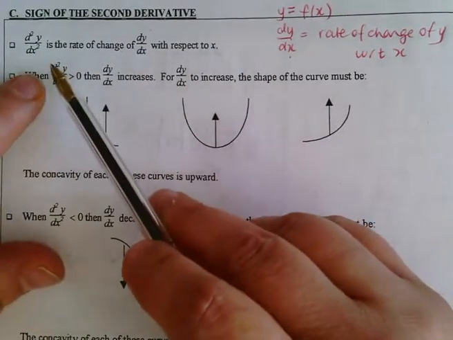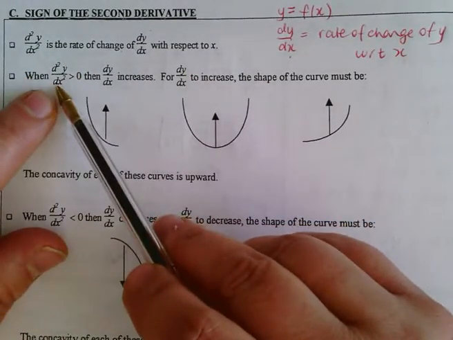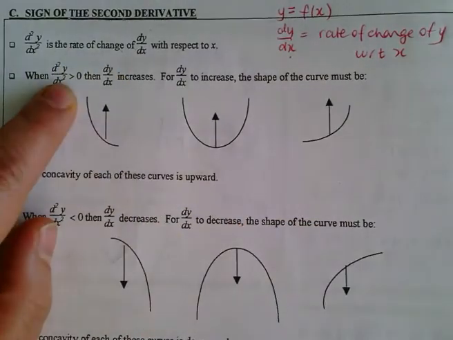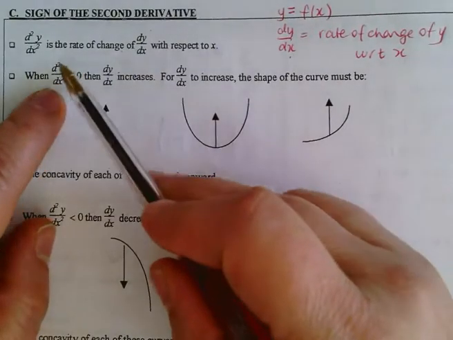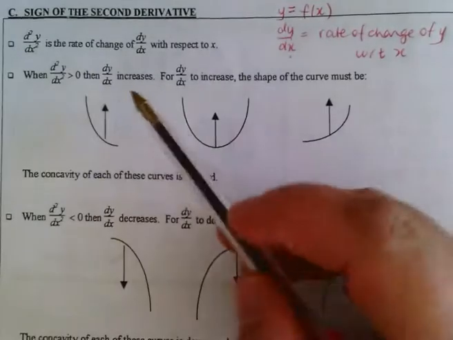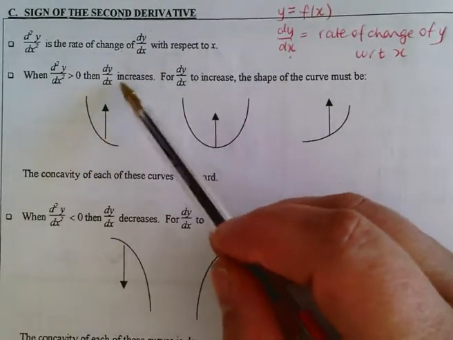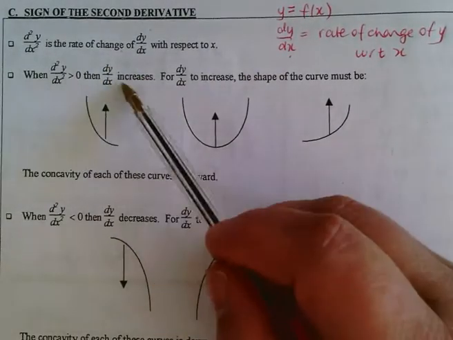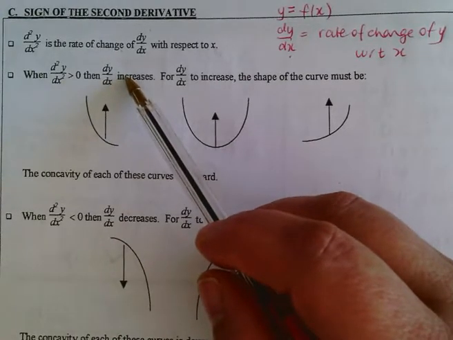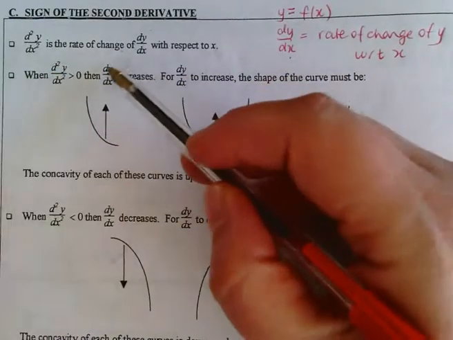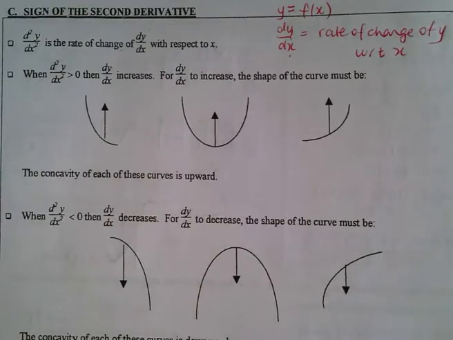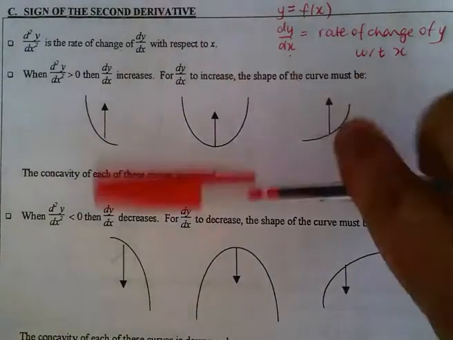Now, if the second derivative, d squared y by dx squared, is positive, you know what that means? That means the rate of change of the gradient is positive. It means the gradient is increasing if the second derivative is positive. The gradient is getting steeper. The value of dy/dx is getting bigger. Now, if it's a positive number, it would be getting steeper.